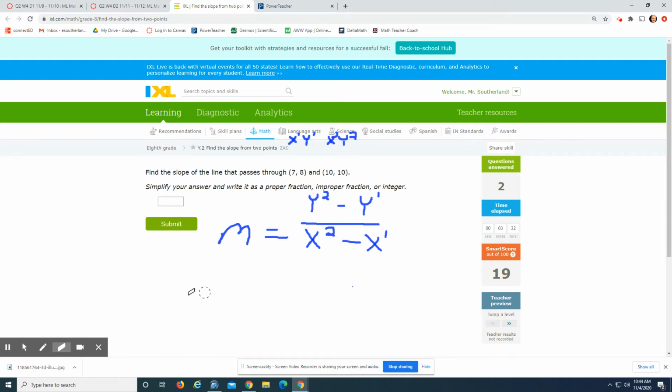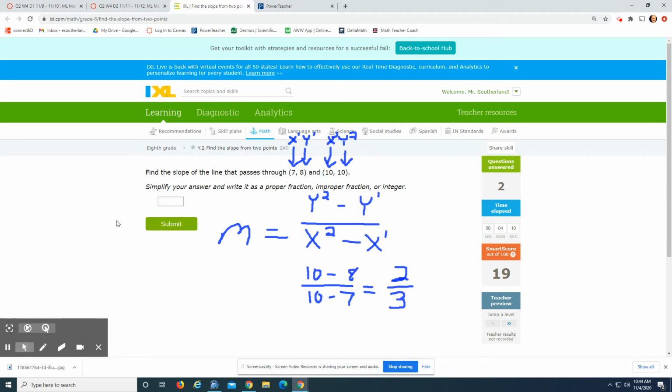y2. In this case, this is y2. See how it's right there? X2 is right there. Y1 is right there. And X1 is right there. So 10 minus 8, and then we have 10 minus 7. Well, 10 minus 8 is 2. And 10 minus 7 is 3. So then we have 2/3.